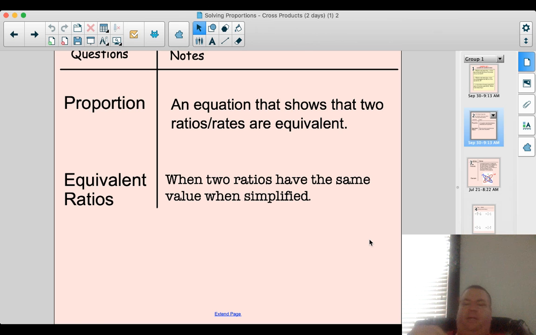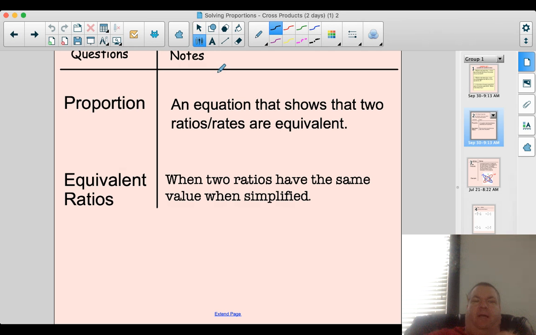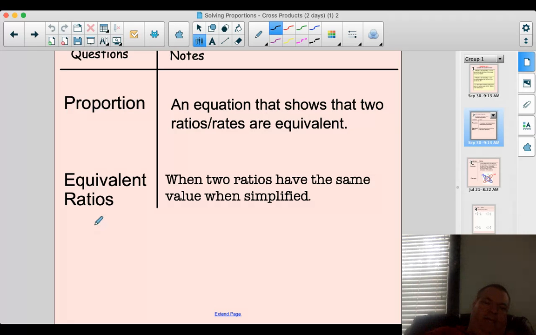Good morning, everybody. We're going to talk today about proportions. Start solving some proportions. So, a proportion is an equation that shows that two ratios or rates are equivalent. Okay? So, it's very similar to a ratio, but we want to specify what this is. So, it's an equation. It's going to have an equal sign that shows that two ratios or rates are equivalent.